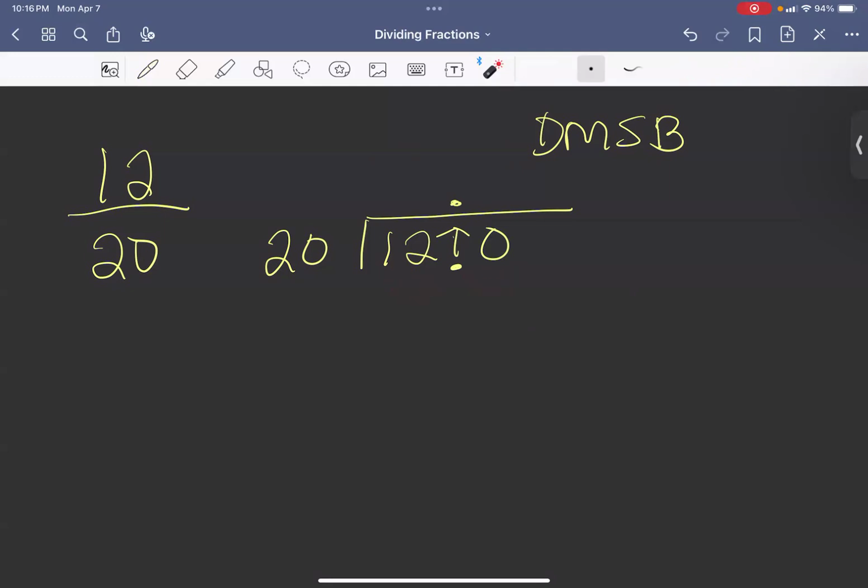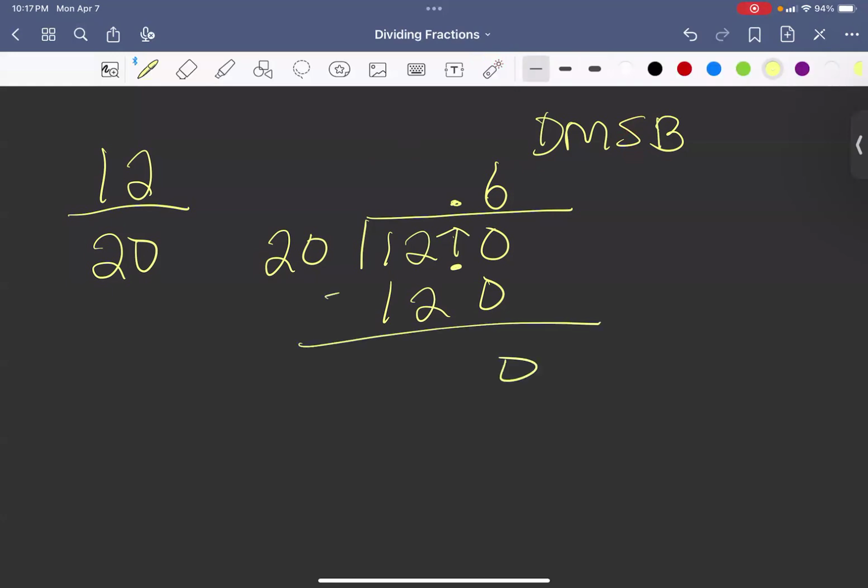So 120 divided by 20 is 6. So I divide. Now I've got to multiply. 6 times 20 is 120. Now I have to subtract, minus. So our answer is 0.6 or 6/10. Once you get to 0, you can stop. Sometimes it won't stop. It'll just keep going. And I think I'm going to have one of those coming up in a few moments.